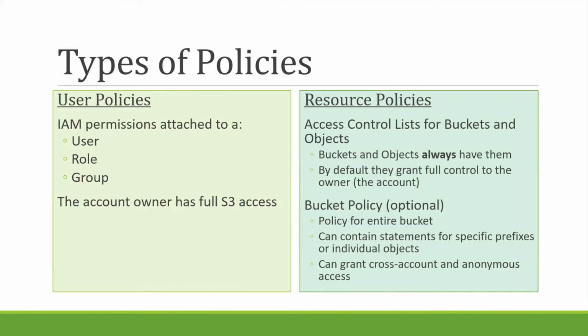From the resource side, we've got access control lists on buckets and objects. Now, they always have them, but we often don't look at them a great deal because by default, they grant full control to the owner, which is the account. Now, more often, we might apply a bucket policy, and this is optional. And this is a single policy for the entire bucket, but within which you can have statements for specific prefixes or even individual objects. And here's where you would typically grant cross-account access or anonymous access for website hosting, or a bunch of different things you can put in there.